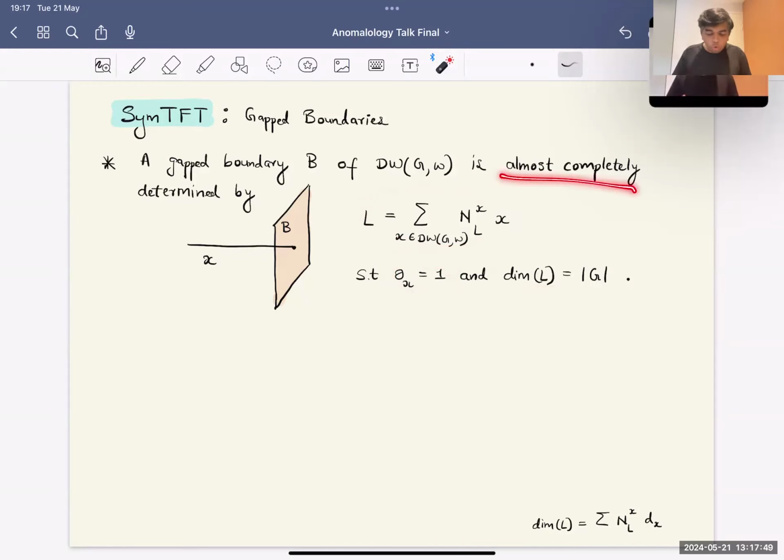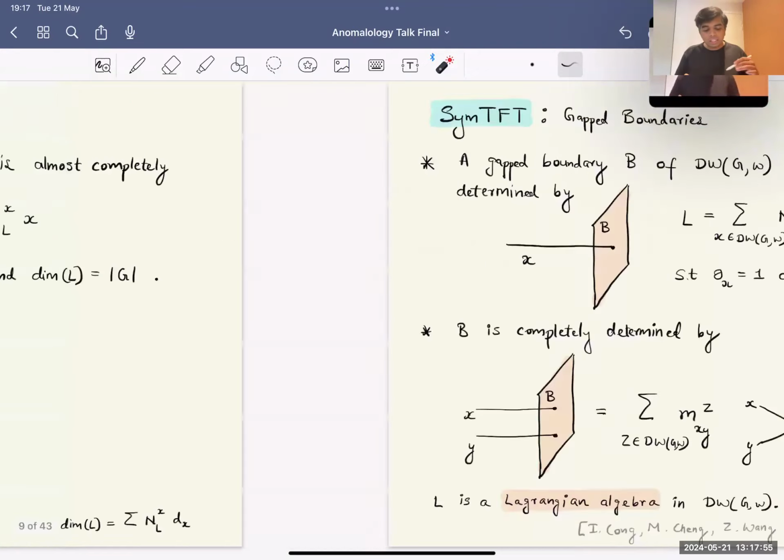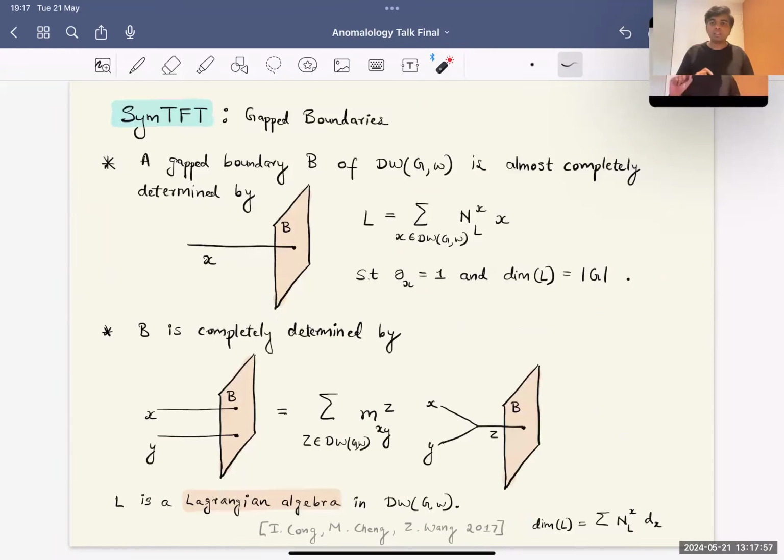But this only almost completely determines the gapped boundary. This is not enough to determine the gapped boundary. The remaining data that you need comes from the fact that L is a Lagrangian algebra. So L is not just an object. L is the sum of X. In this definition, L is just a line operator in the category, the SymTFT. But there's an algebra structure on L. And what does that mean?